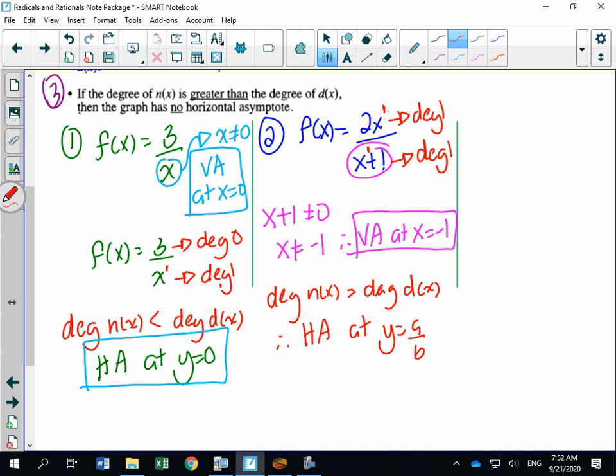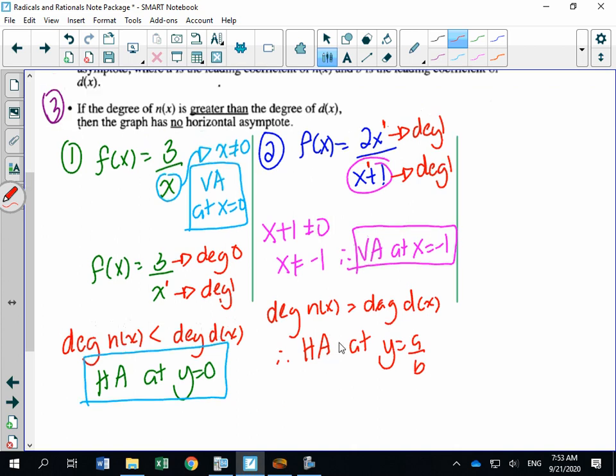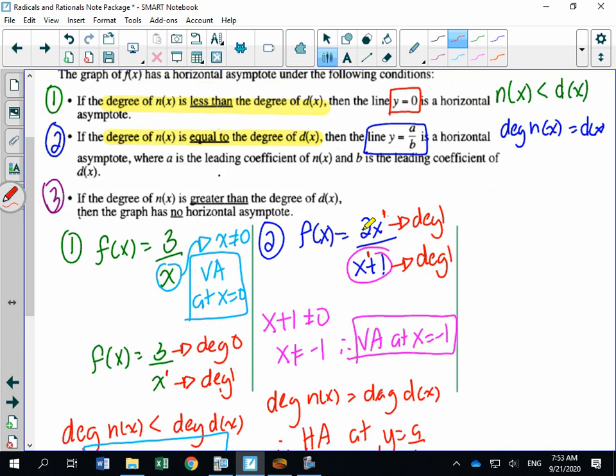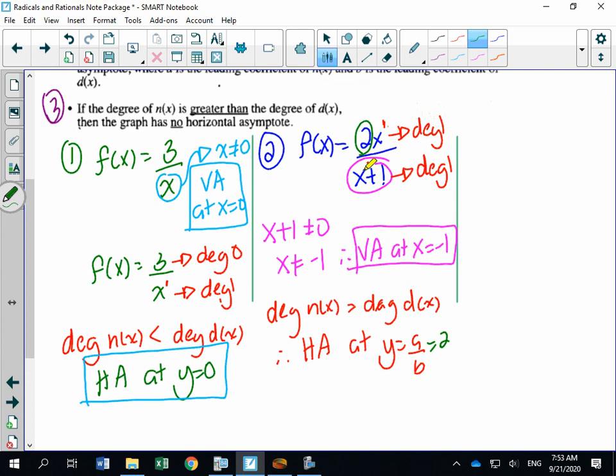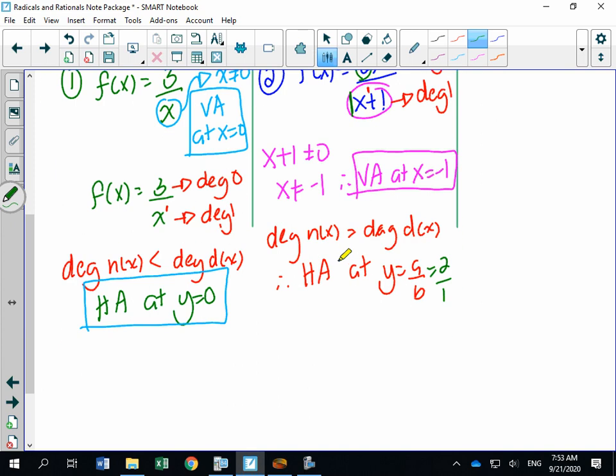Now we have to figure out what a and b are. A and b are the leading coefficients of the numerator and the denominator. So the leading coefficient of the numerator is 2. That would be my a value. And the leading coefficient of my denominator is going to be 1. That would be my b value. So this graph is going to have a horizontal asymptote at y is equal to 2.